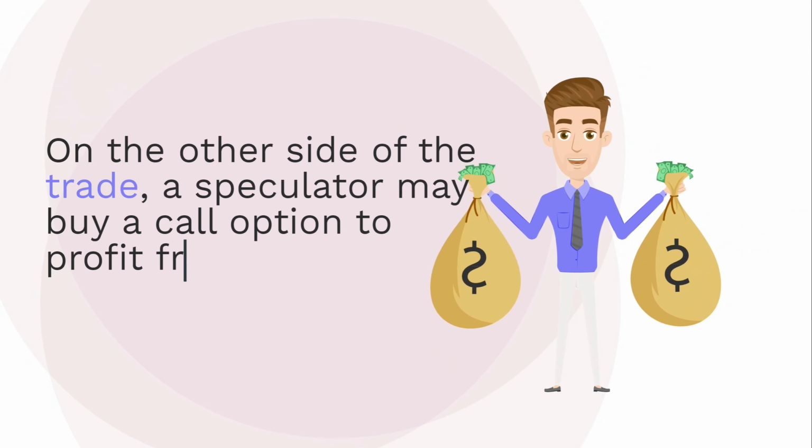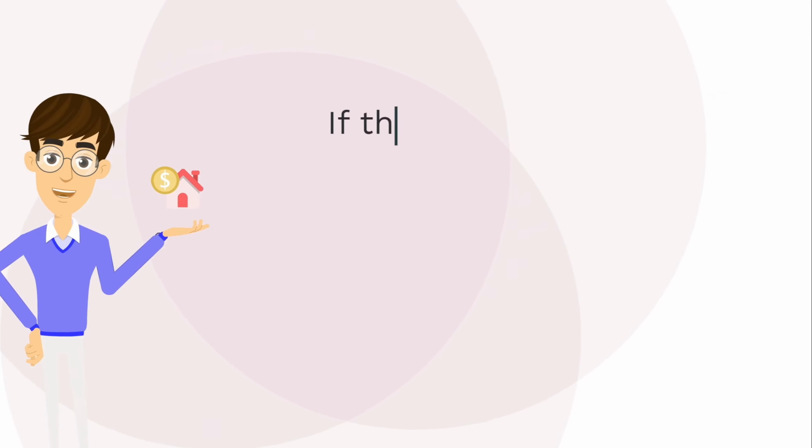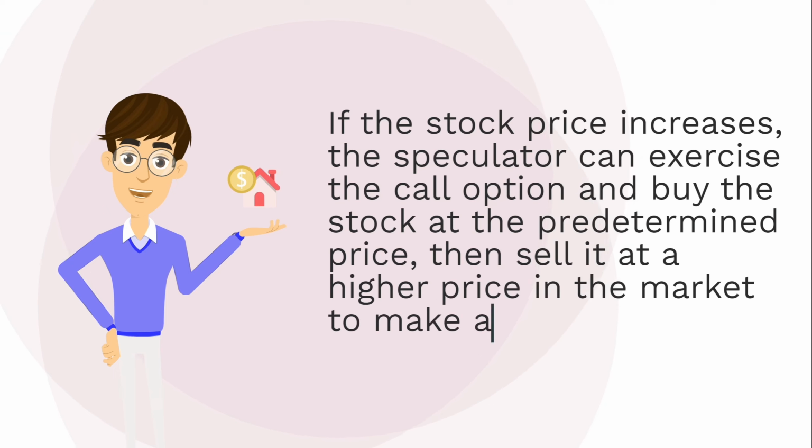On the other side of the trade, a speculator may buy a call option to profit from an expected rise in the stock price. If the stock price increases, the speculator can exercise the call option and buy the stock at the predetermined price, then sell it at a higher price in the market to make a profit.